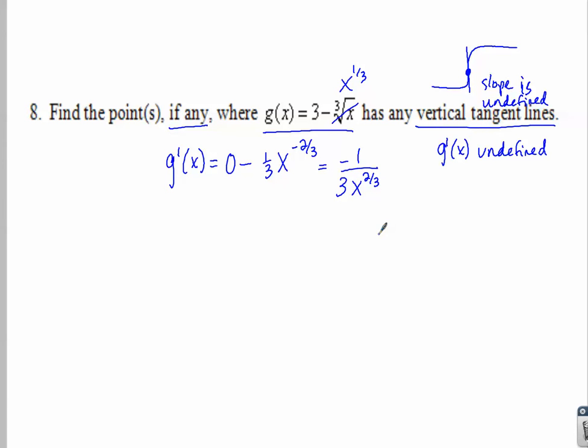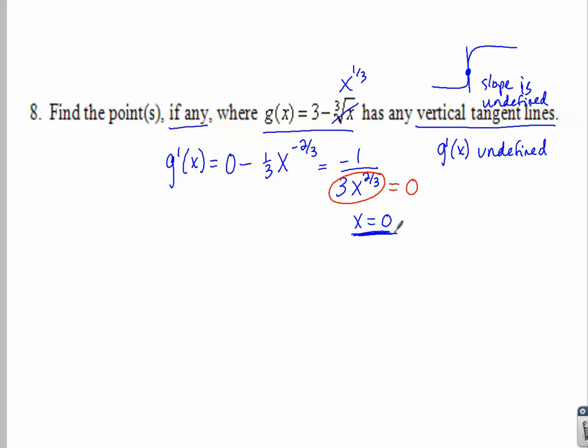Now, g prime is undefined. Where is this undefined? Always when there's a denominator, it's where the denominator equals 0. So let's solve for where the denominator is 0. Divide by 3, exponent whatever, x equals 0. That is where g of x has vertical tangent lines.